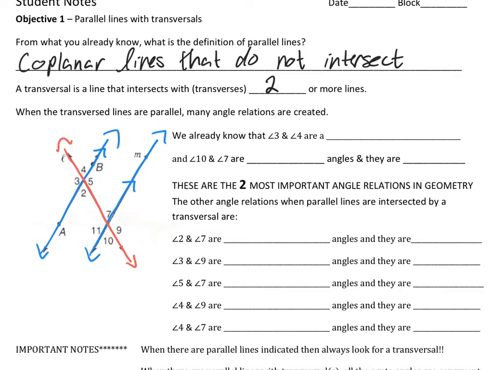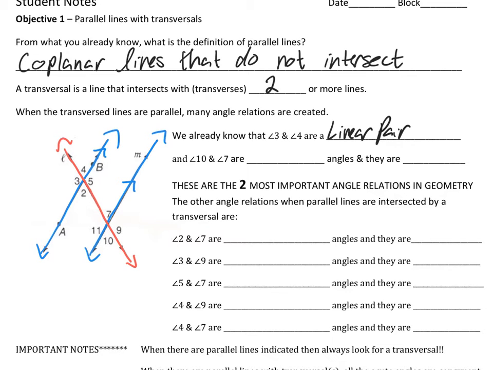When we have this special case where these two lines are parallel, we get some really nice angle relationships. Two of these relationships we already know. Angle 3 and angle 4, those are my two angles up here. That's an angle relationship we've already seen, a linear pair, which means they are both supplementary and adjacent. They're supplements of each other, so they add up to 180 degrees, and they're adjacent, so they're next to each other and share a side.